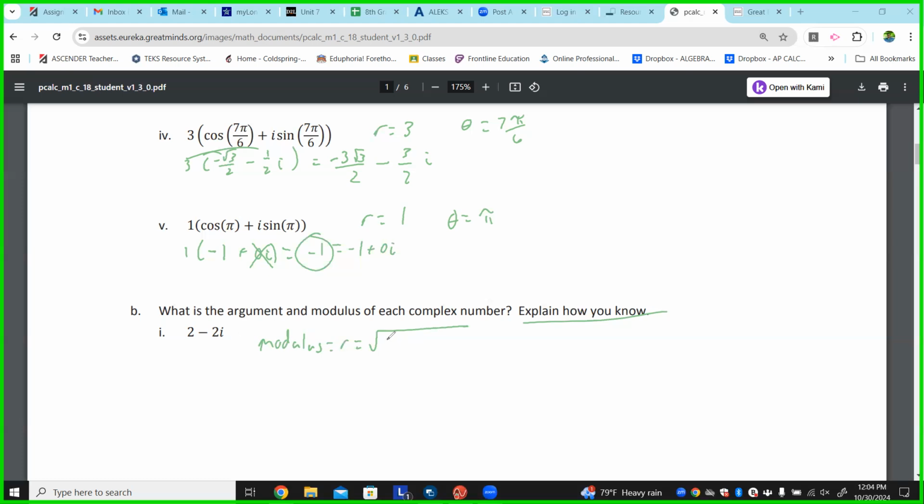Which in this case would be 2 squared plus -2 squared. Now, let's say I'm doing my test. If I forget this negative, is that a big deal? No, it's not, because a square of a positive and a square of a negative is still what? Still going to be positive.